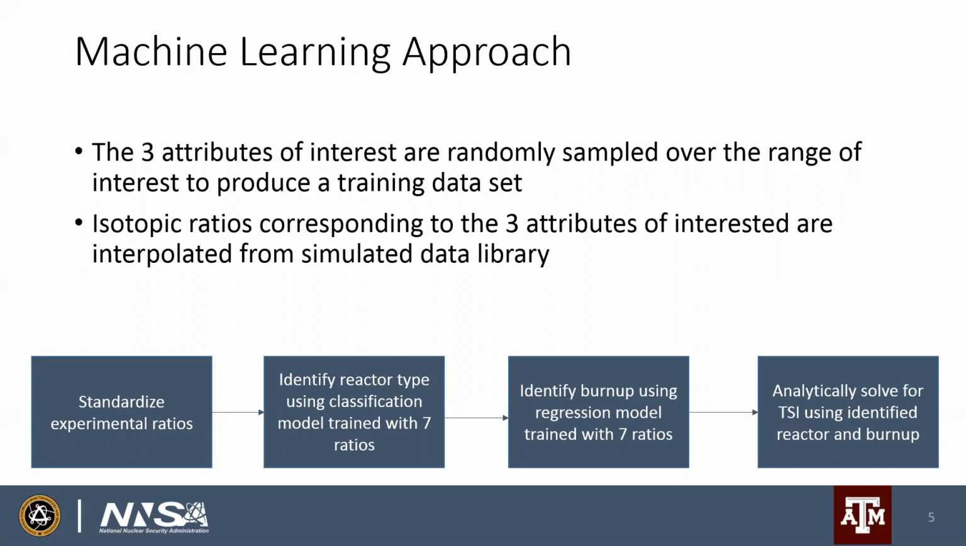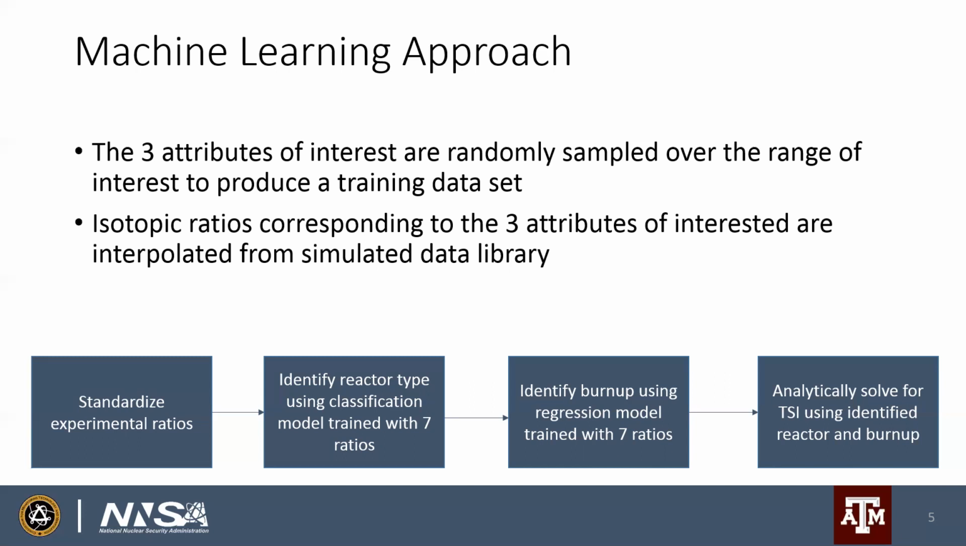So we randomly sampled the 3 attributes that we're interested in finding over the ranges of interest, and then we interpolated using those 3 attributes to find what isotopic ratios would match those 3 attributes from our simulated data library. And then we trained some models. We trained a reactor type classifier, and we used 7 ratios to do that. And then we trained a set of burnup models using regression models.